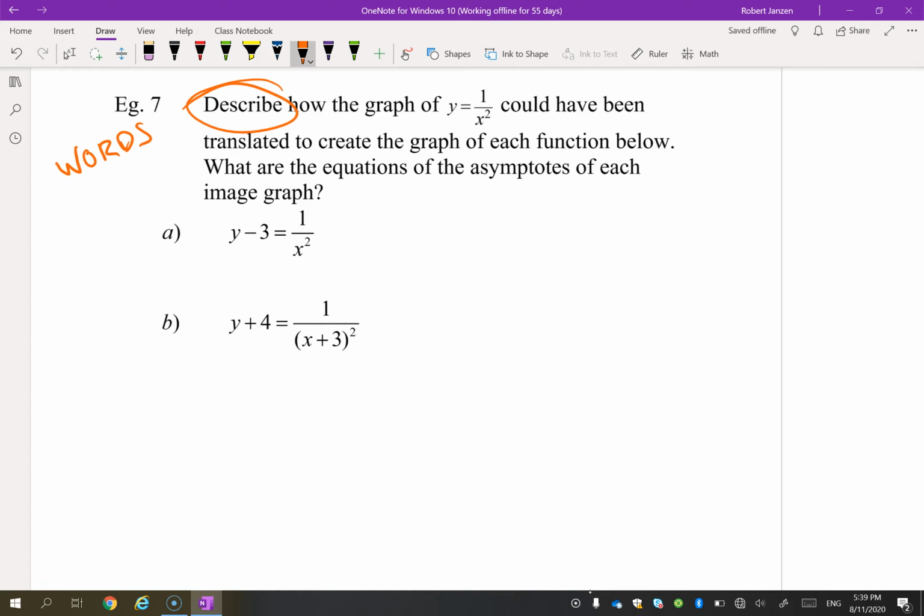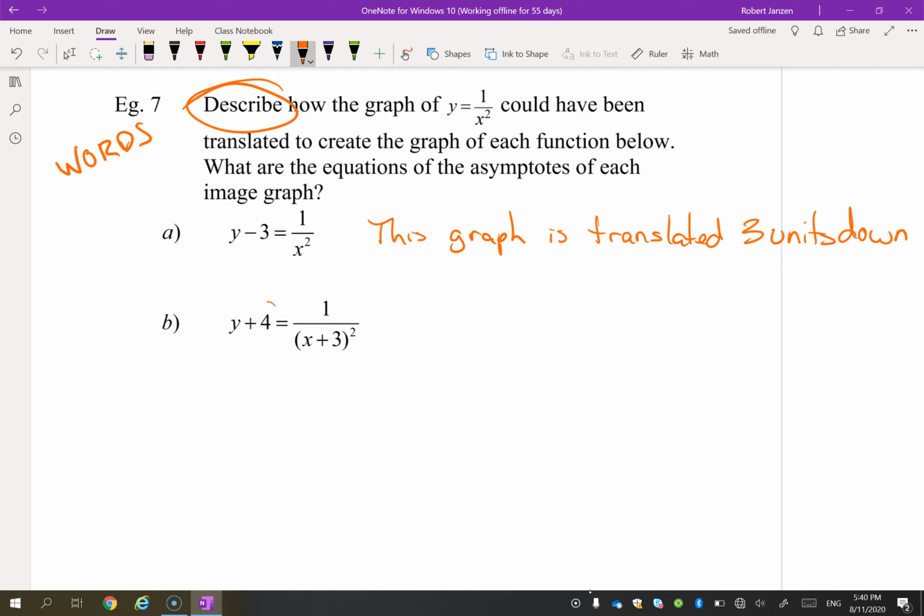So when you use words, we have to see written words. Don't use arrows, but with words you can use point form. So how is this graph different than this one? What has happened to it? Well, you can see that's different. What does that -3 do? Okay, so I would say this graph is translated or shifted 3 units down.